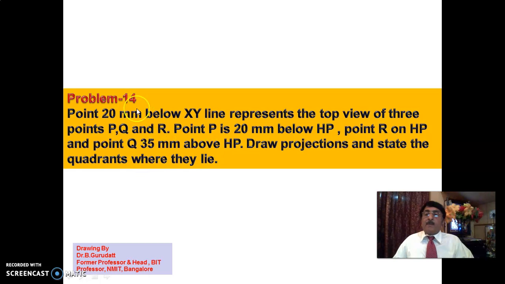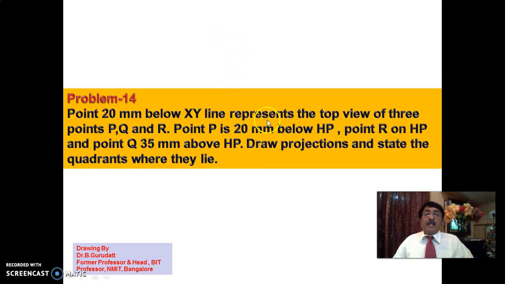See here, there is problem 14. Point 20 mm below XY line represents the top view of 3 points P, Q, R. Please understand, previously we have done problems where a point below or above XY line represents the top view of 3 points. But here, if a point 20 mm below XY line represents the top view of 3 points PQR, they should be one below the other. Then only the top view of all 3 points will be the same.